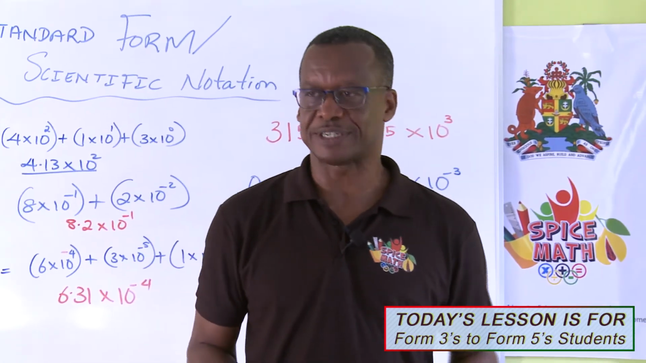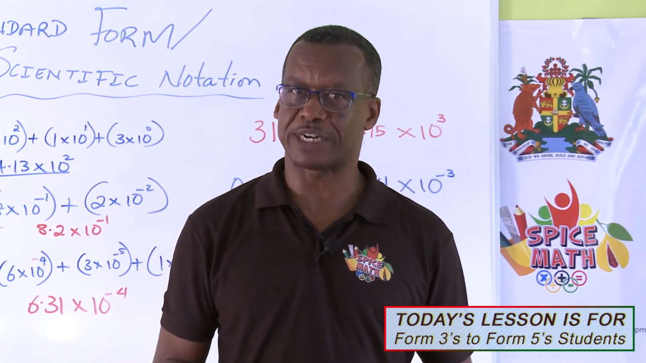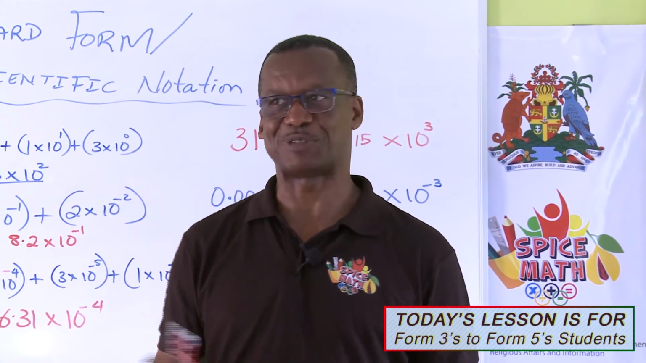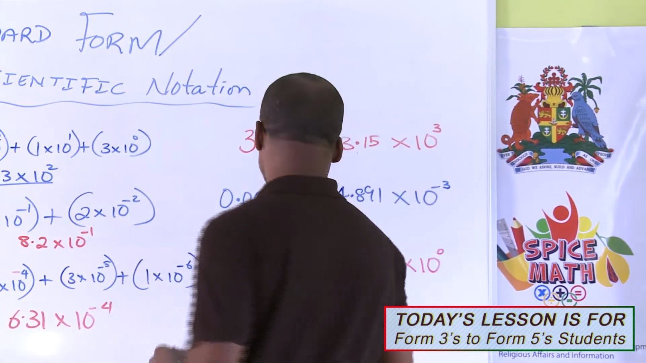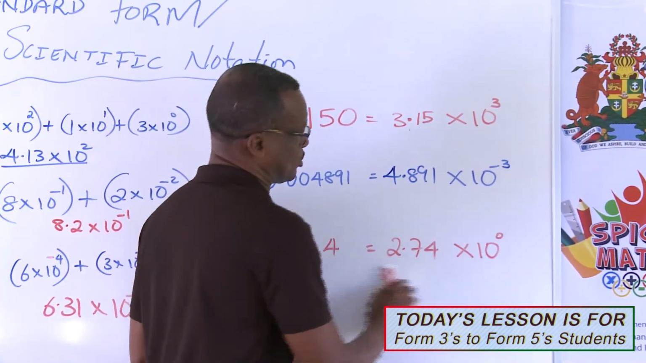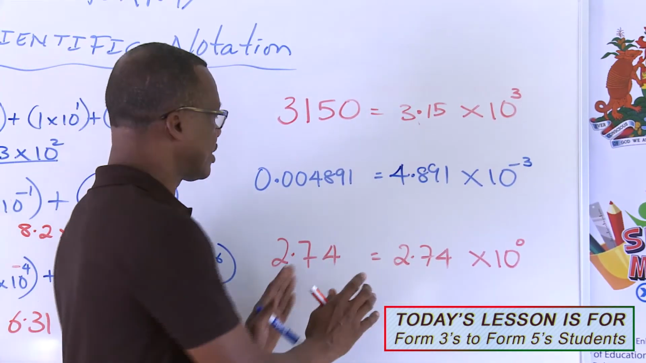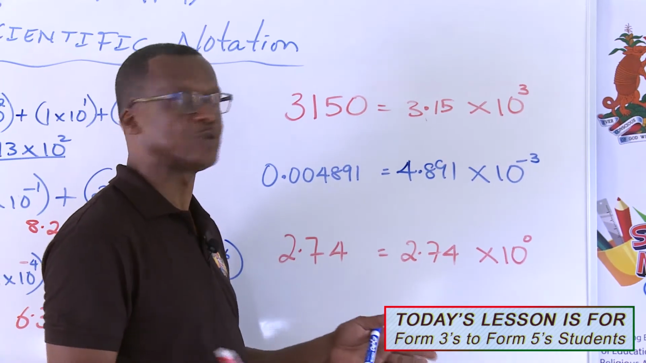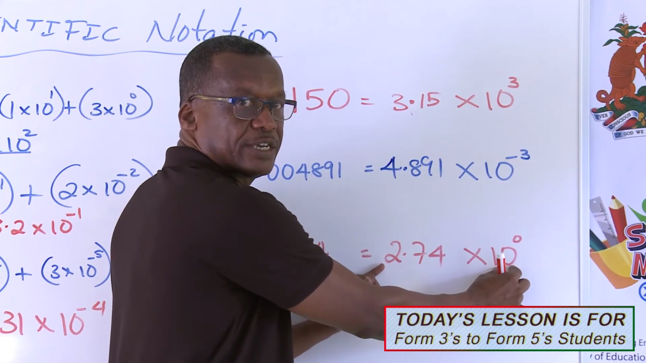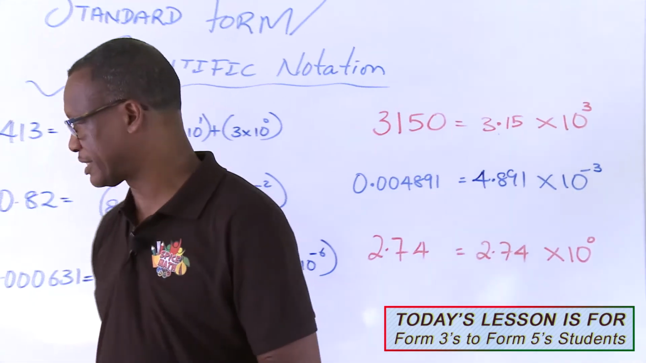But, as you would notice, 10 to the power of 0 has a value of 1. And if you multiply anything by 1, it remains the same. So the number 2.74, although it's written in scientific notation or standard form here, is actually the same value or the same amount we're writing over because we're multiplying 2.74 by the value of 1, which 10 to the power of 0 represents.